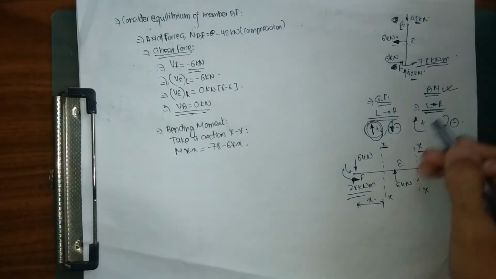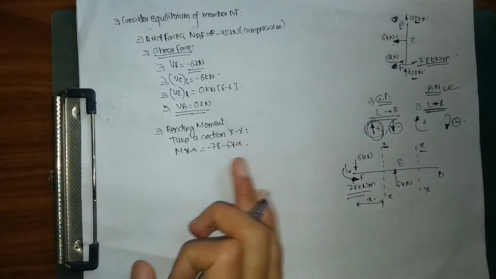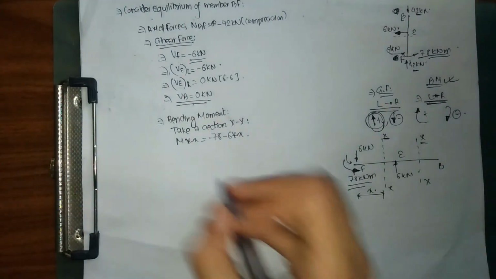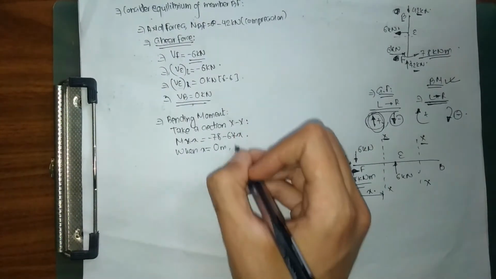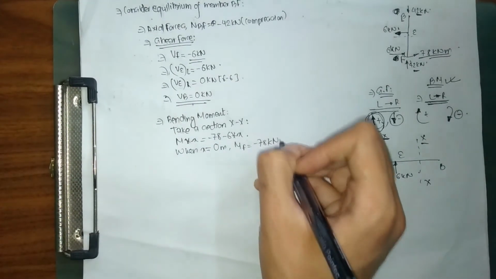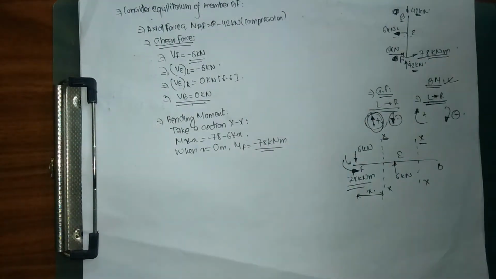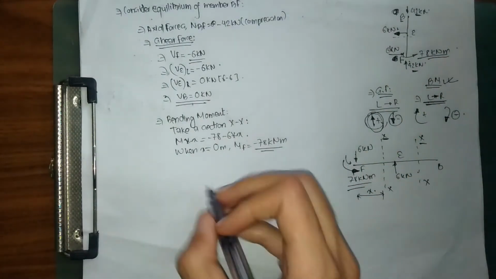Because while moving from left to right, clockwise moment is positive, while anti-clockwise moment is negative. So now we are going to put our value of x. When x equals 0 meter, I have my moment about F, which is going to be minus 17 kN per meter, which is true because I have only one moment about F, which is 17 kN per meter acting anti-clockwise, negative.